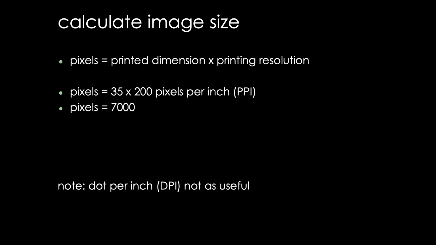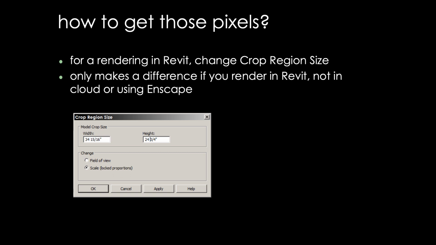Well, how can we get 7,000 pixels? Well, there's a couple ways. The simplest way, which I don't want you to do, but in case you need to, is you call up good old Revit, forget about Enscape, and just render the window that you see in Revit. If you call up this image on a desktop, you can select the crop region, click on size on the toolbar, and change it to any size you want.